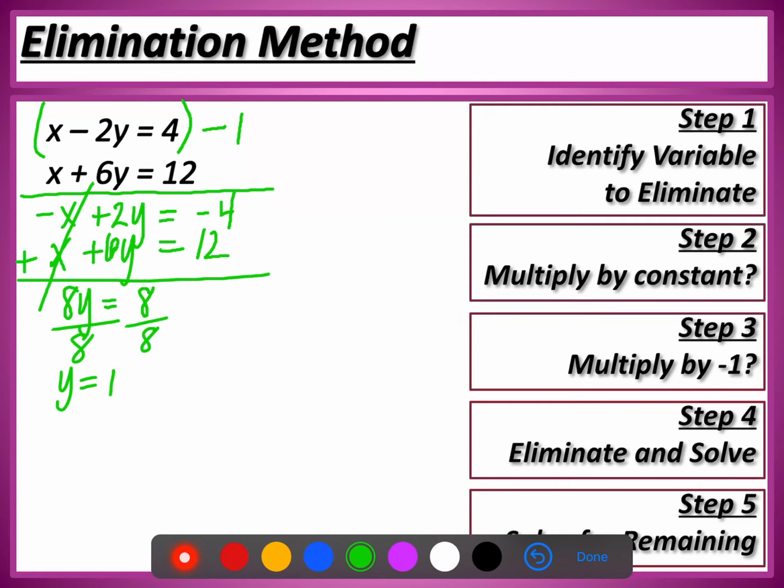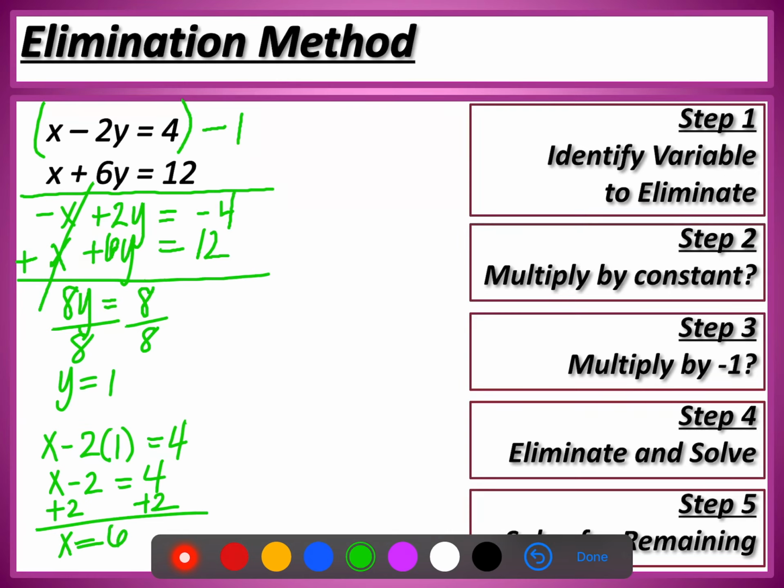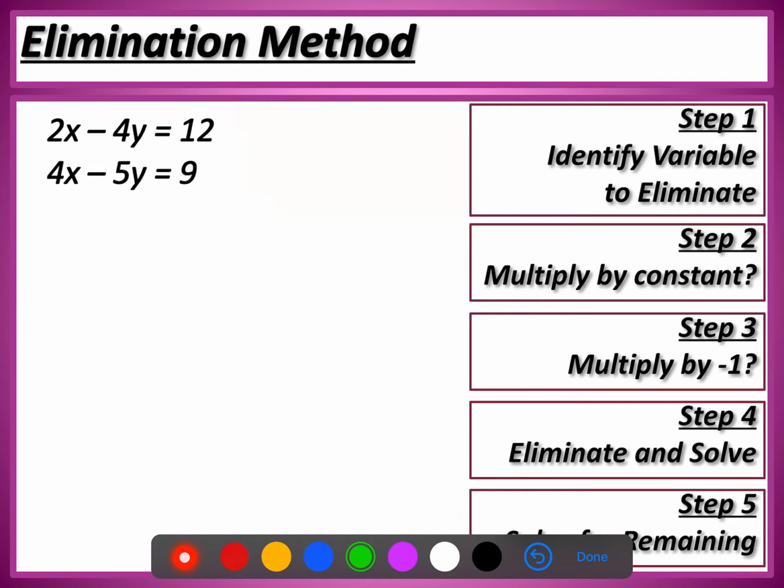All right, but now I have y, so I'm going to plug back in to get my ordered pair. I get x equals 6. Okay, so I have 6, 1 as my ordered pair. All right, so if the coefficients are matching up for you but the signs are not, you can multiply the entire equation by a -1. Okay, let's see what other situations we have.